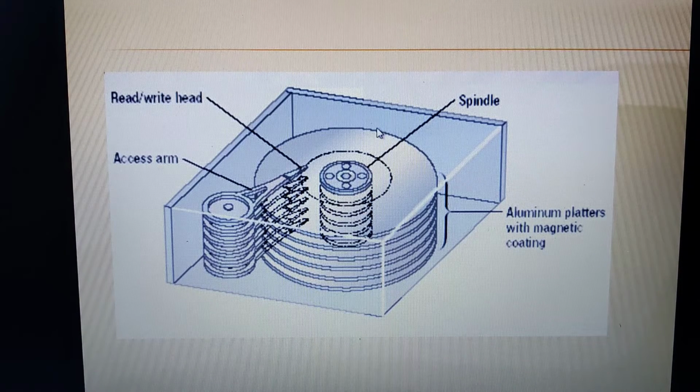At the time of reading the contents, what these particles store will be converted into a sequence of pulses, where the data is in terms of zeros and ones. Both the read head and the write head, you can see these are the read head and write head. Actually this is a spindle, this is an arm.